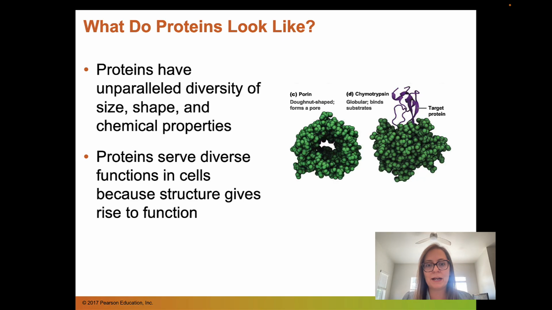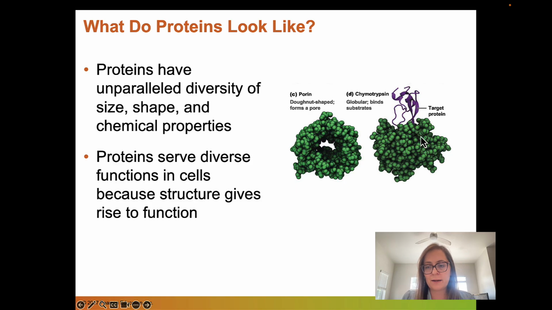Proteins have unparalleled diversity in their size, shape, and chemical properties. And so you could have a protein like porin, in which each individual amino acid is depicted by a green circle, and it creates this essentially donut-shaped protein. And what porin does is it's actually a pore, and so things can pass through this hole and access places in the cell they wouldn't normally be able to get to. And so here, structure is really clearly related to function.